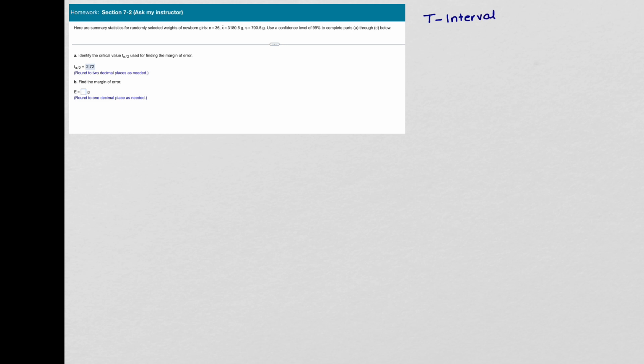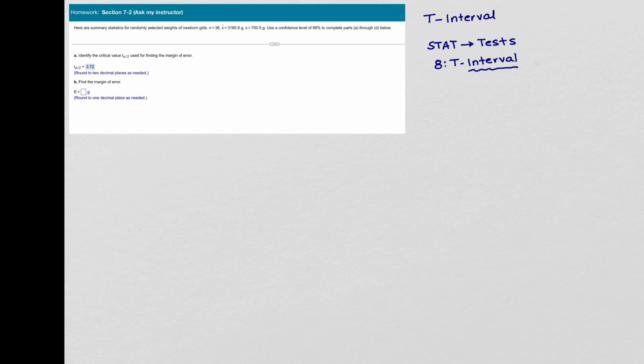And so I'm going to press Stat and go over to the Tests menu, and I'm going to skip down to number 8, and that's t-interval. Make sure you're choosing interval and not test, because that's number 2. We will be using that when we get to hypothesis testing, but right now we're using interval.